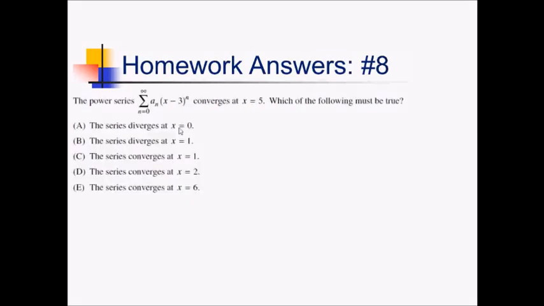On this problem, I'm given this power series that converges at 5, and I want to know which statement about diverging and converging must be true. Let me start by writing down what I know for sure. I know the center of this thing is x equals 3 because we have x minus 3 inside this nth power parentheses. So center is at x equals 3. If I'm converging at 5, I know that I have a radius of convergence of at least 2. If I can go from 3 to 5 and get a converging number, then I'm at least 2 out in both directions from 3 is going to give me converging numbers.